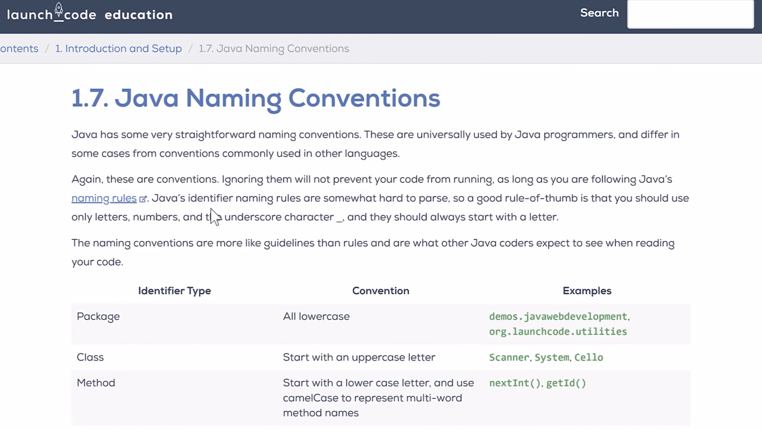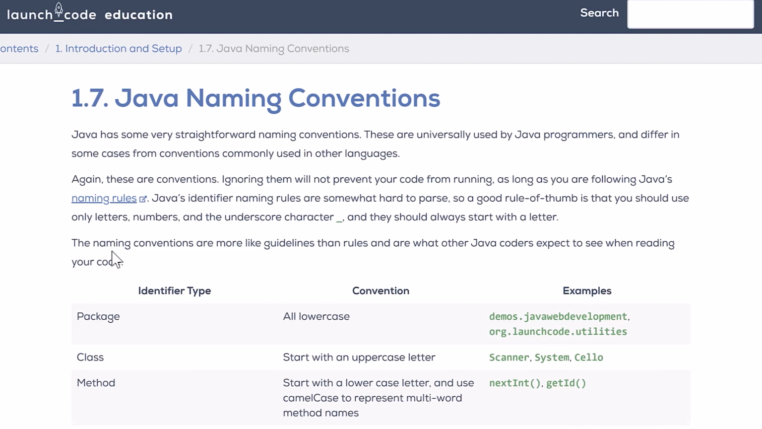Java identifier name rules are somewhat hard to parse. So a good rule of thumb is that you should use only letters, numbers, and the underscore character, and they should always start with a letter. Just like if you're coming from JavaScript in the first unit, you always start with a letter. Now, you can start with an underscore, but you can't start with a number when you're naming your variables. So pay close attention to this.